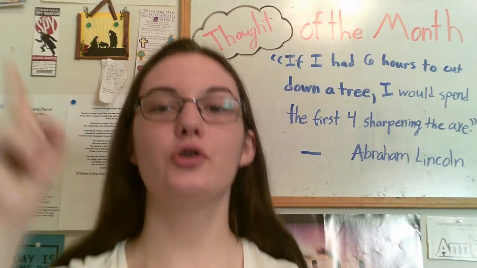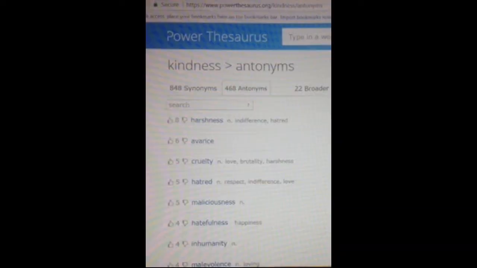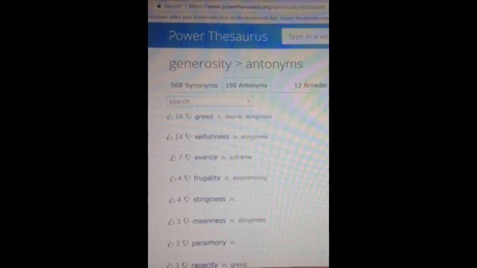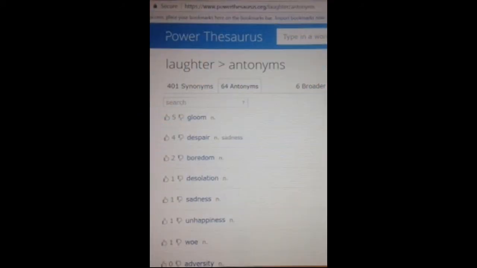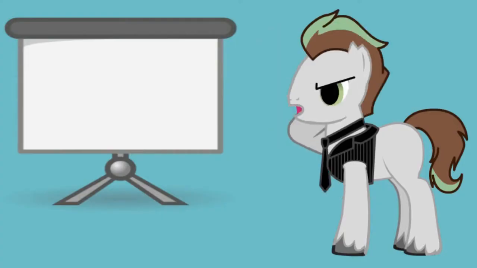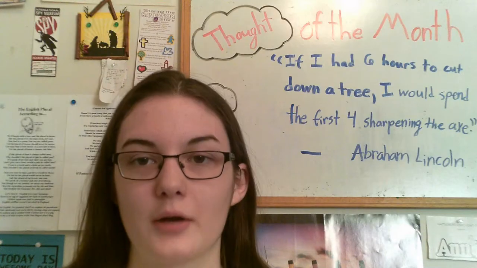So now we go to Google for answers. So the opposite of honesty is dishonesty, the opposite of kindness is harshness, the opposite of loyalty is disloyalty, the opposite of generosity is greed, and the opposite of laughter is gloom, and the opposite of magic is... Wait, what is the opposite of magic? Accounting, I guess. Dark magic.